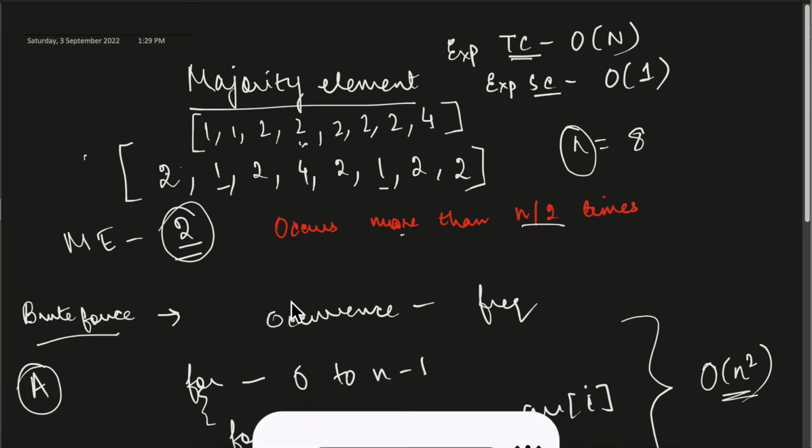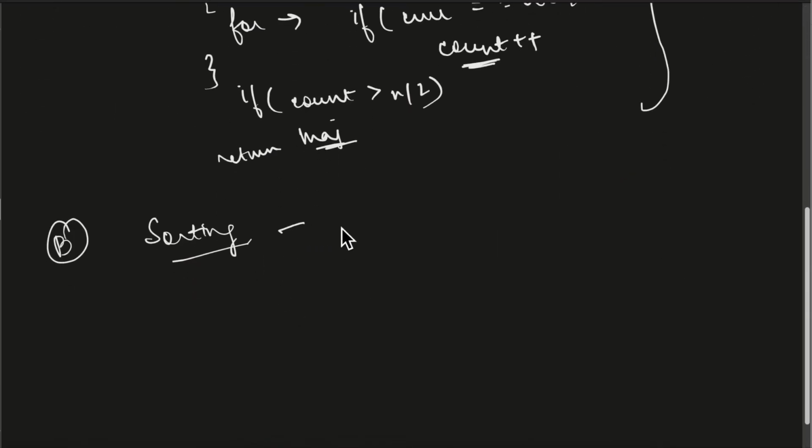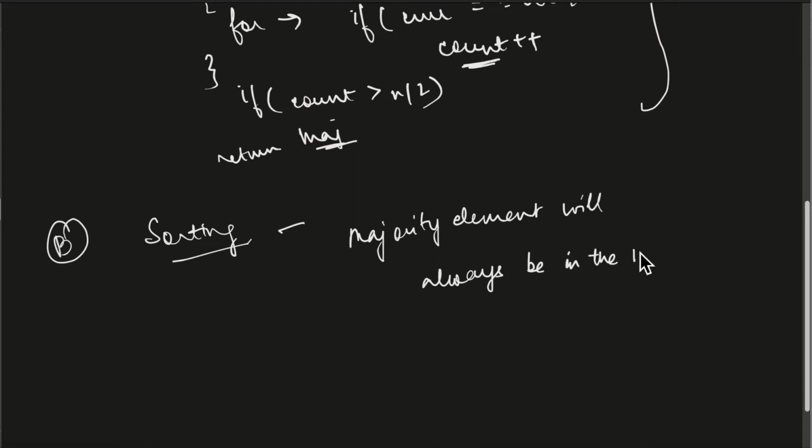So the intuition behind this is, the majority element, once the array is sorted, will always be in the middle of the array. So once we sort the array using any built-in method, we can just simply pick the middle index of the array and return that element. That will give us the majority element.